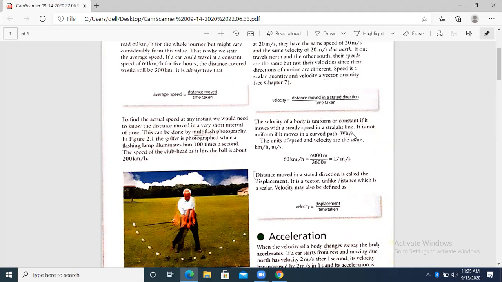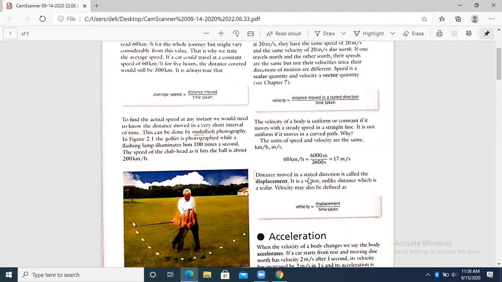If they ask you why, you should say that on a curved path, the direction changes. The units of speed and velocity are the same, kilometer per hour or meter per second, that we discussed. So here 60 kilometer per hour. If you have a calculator, you can check: 60 multiplied by 5 by 18 is coming approximately 16.6, 17. So that is the method, multiply with 5 by 18.